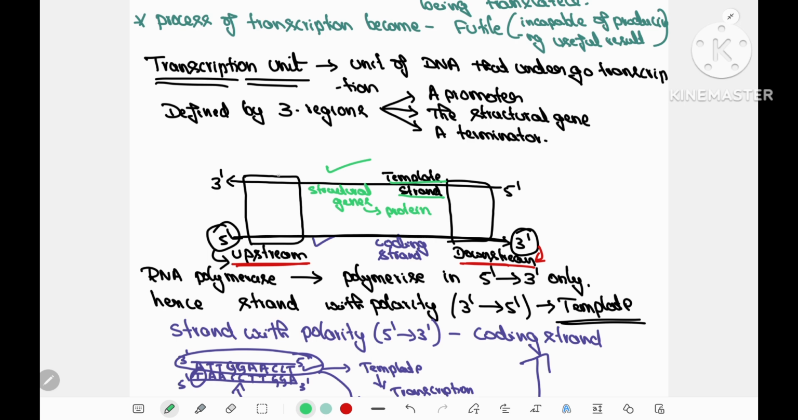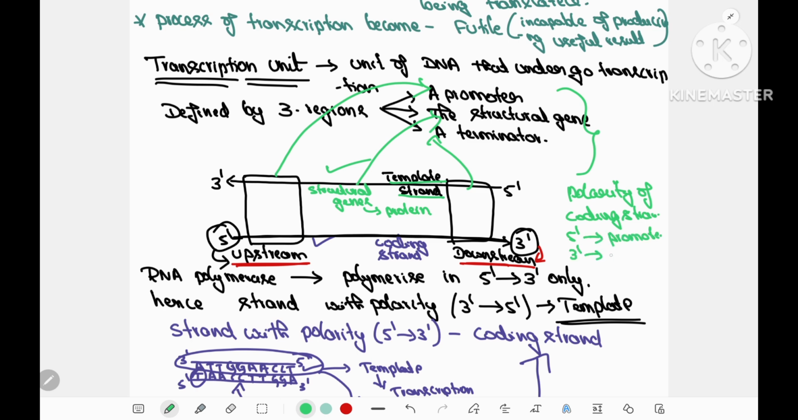Now is that point clear? This segment of DNA is called a transcription unit because it contains a promoter sequence, it contains structural genes, and it also contains a terminator sequence. Okay, so now the polarity of the coding strand will be from 5' to 3' direction. Towards the 5' end there is the promoter, that is called upstream. Towards the 3' end there is the terminator sequence, which is called downstream. Okay, so this transcription unit diagram is very important for the theory exams.